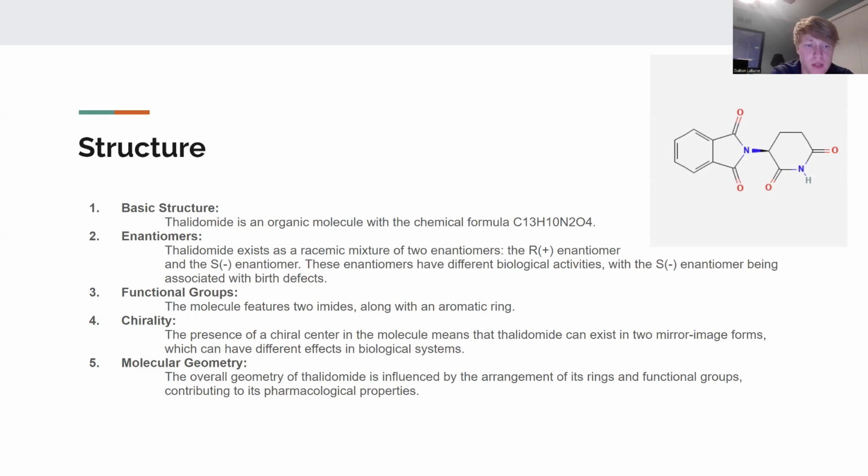Then we have the functional groups. So the molecule has two amides, which is that group with the nitrogen between the two double-bonded carbon and oxygens. And then it also has an aromatic ring, which is that benzene ring on the left. Again, it has chirality, which is what led to its different effects and therefore the birth defects.